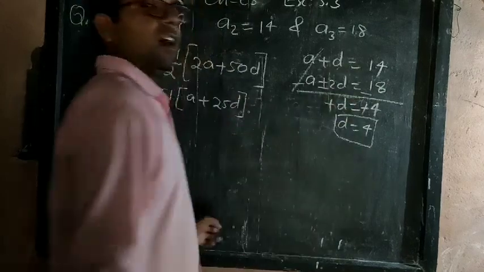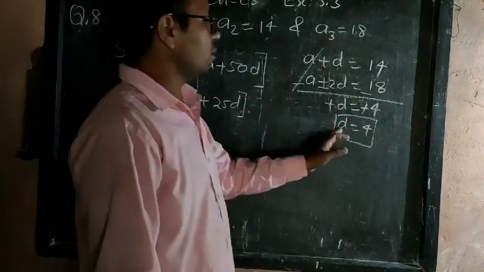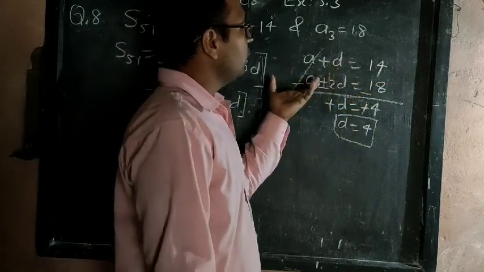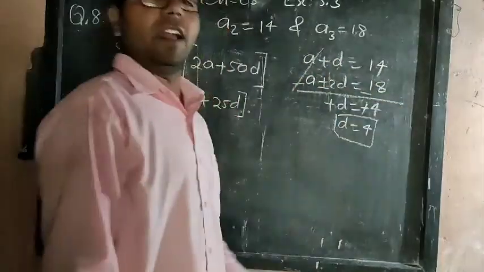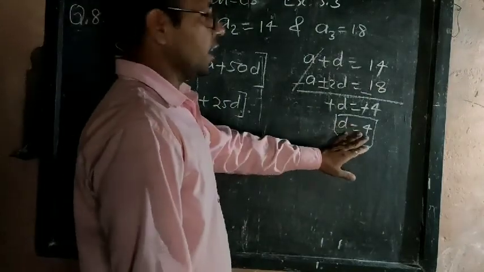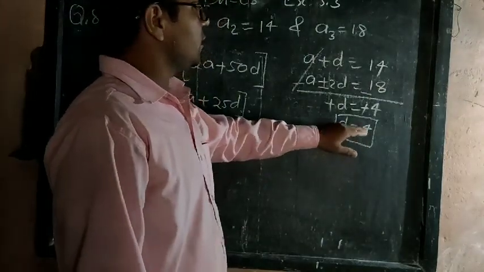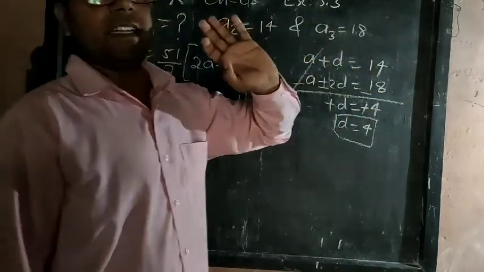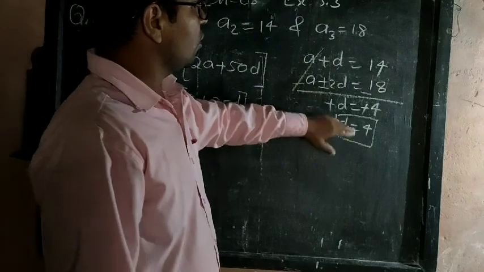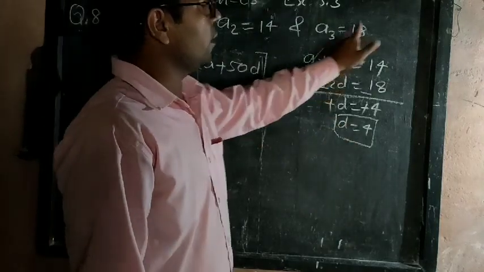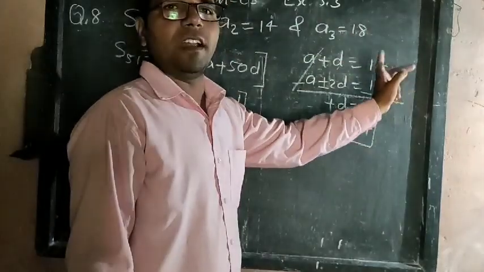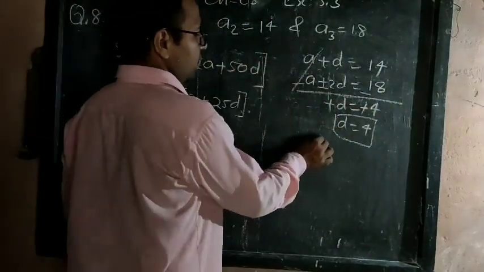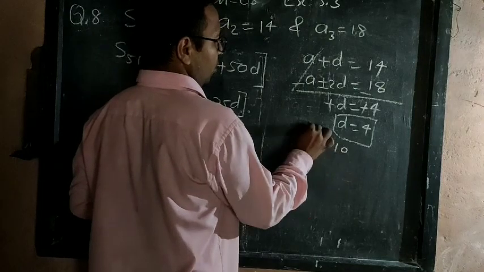Now students, we have got the value of d is equal to 4. We can substitute anywhere, either in this equation or in the second equation, and we will get the value of a. As per our convenience, I am putting d is equal to 4 here, and taking that 4 to the RHS. So 14 minus 4 you will get 10. So what value of a are we getting? 10. So a is equal to 10 we have got here.